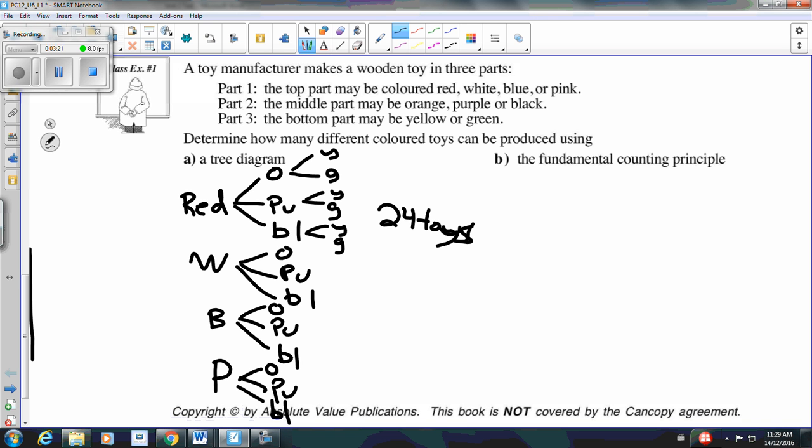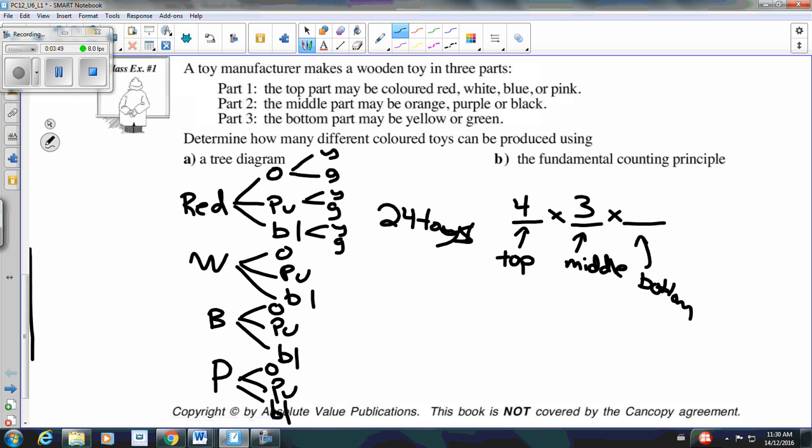Using the fundamental counting principle, I like to start by drawing my blank lines. This is saying how many choices I need to make. So I need to make a choice for the top, the middle, and the bottom. Well, how many choices do I have for each? For the top, I have 4 choices. The middle, I have 3 choices. The bottom, I have 2. Multiplying these together gives me the same answer from the tree diagram, 24, in a lot shorter way.